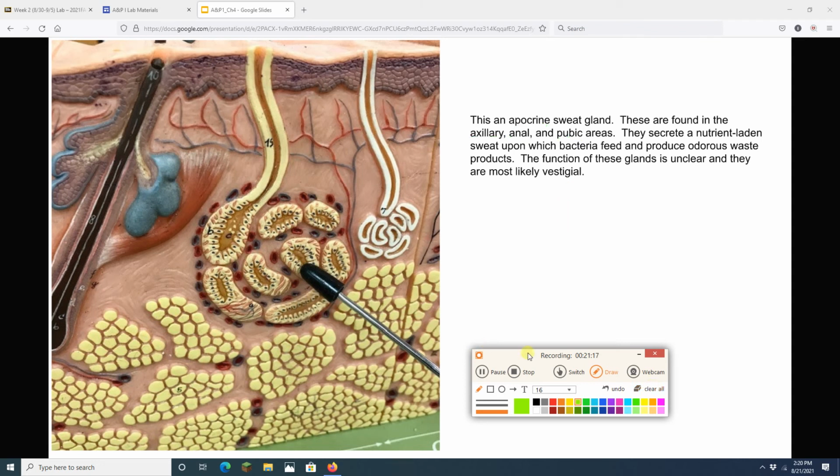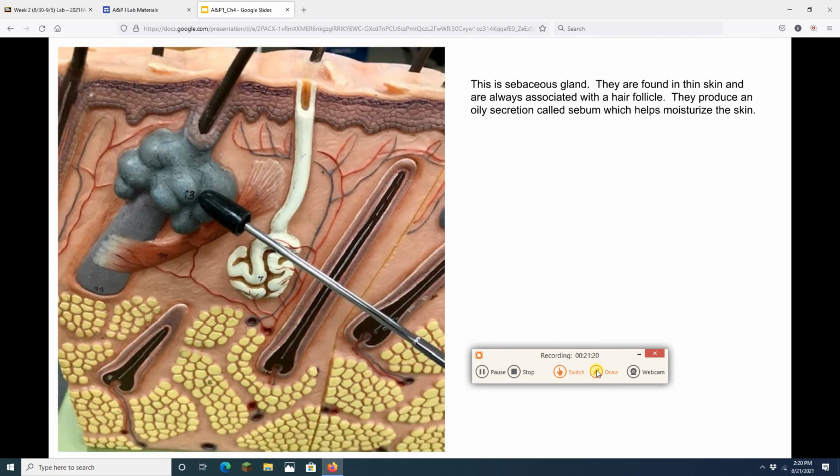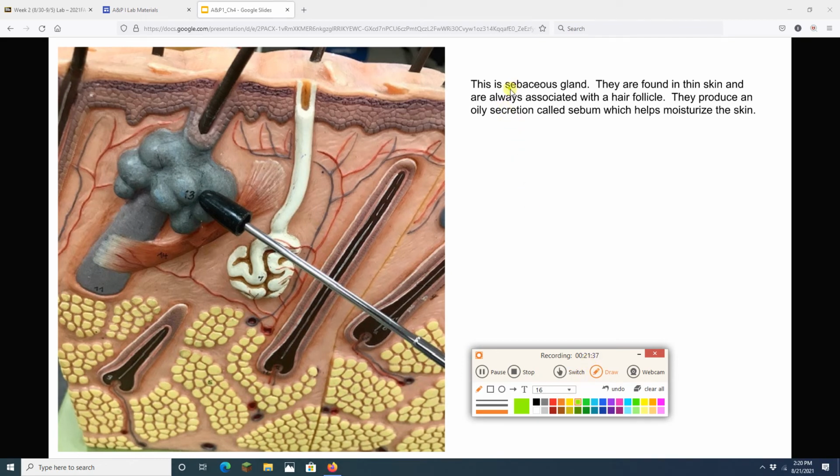Excellent. Let's look at a few more things in the skin model. Now, what I've got here is a hair. My cursor's on a hair right here. And surrounding every hair follicle is another type of gland, this bumpy blue guy here. This bumpy blue guy is called a sebaceous gland. They're only found in thin skin because obviously you don't have hair in thick skin. And these glands are always associated with a hair follicle. They are going to make this oily secretion called sebum, which is going to have a moisturizing effect on your skin.